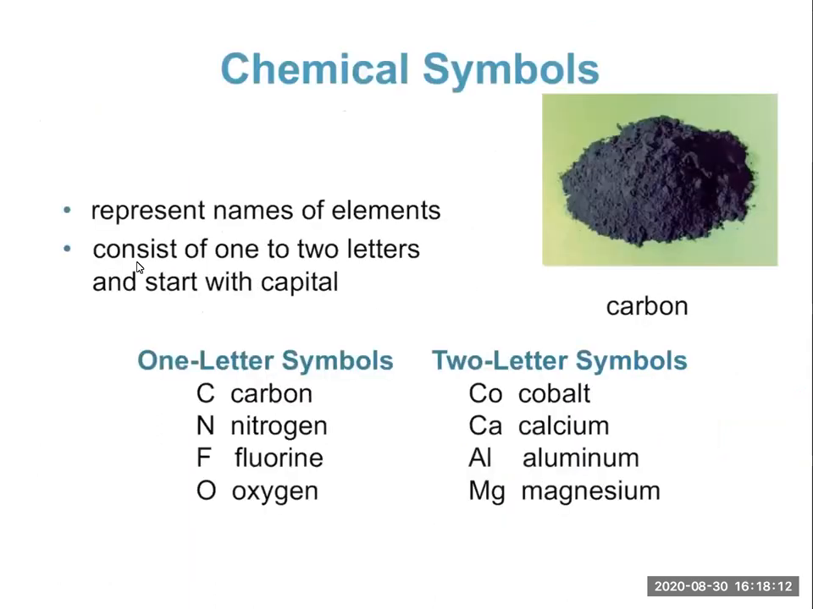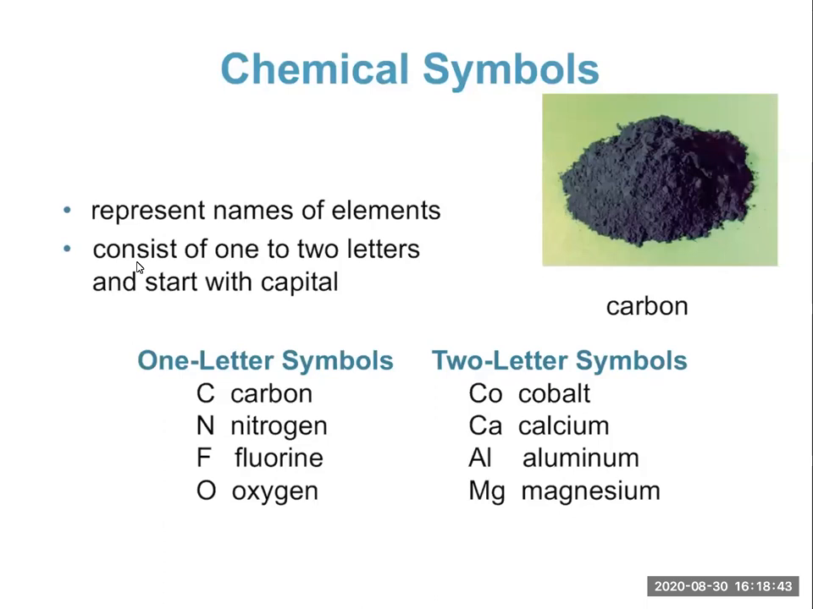Here we have some symbols, so you can start recognizing and memorizing them. You have, for example, symbols that only have one letter. If a symbol only has one letter, that letter will always be a capital letter. For example, C stands for carbon, N stands for nitrogen, F stands for fluorine, capital O stands for oxygen.